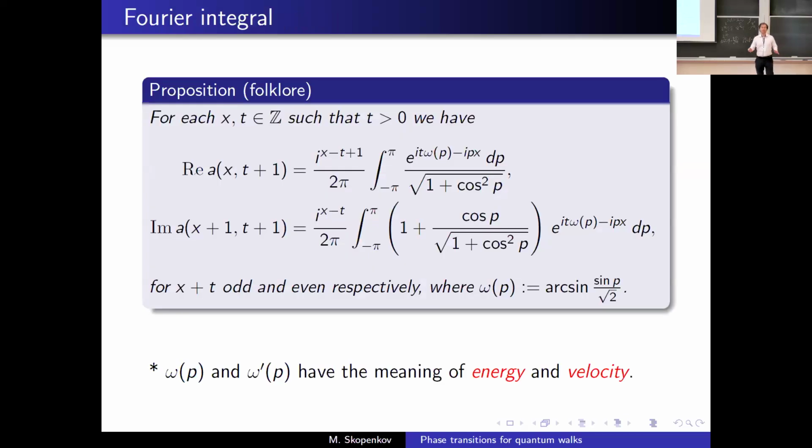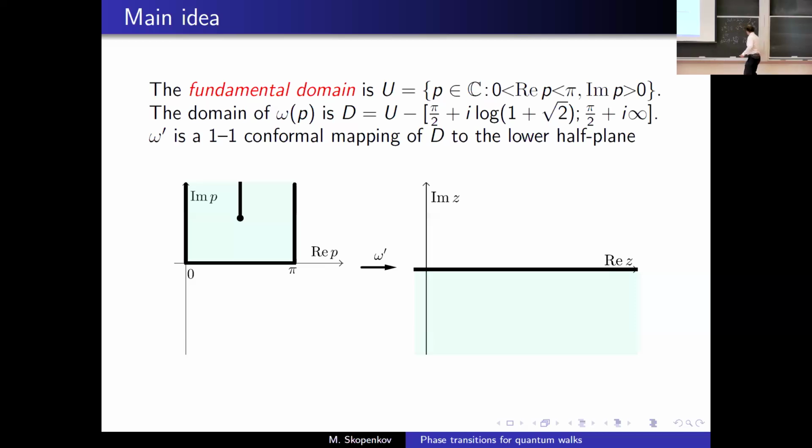So we start from something well known. It is a Fourier representation for the wave function. Here the key ingredient is this function omega appearing in the exponent, which has the meaning of energy. We are going to extend this function omega and its derivative to the complex plane. And in the work area, I should write down the expression for this derivative. It is cosine divided by the square root of the following shape.